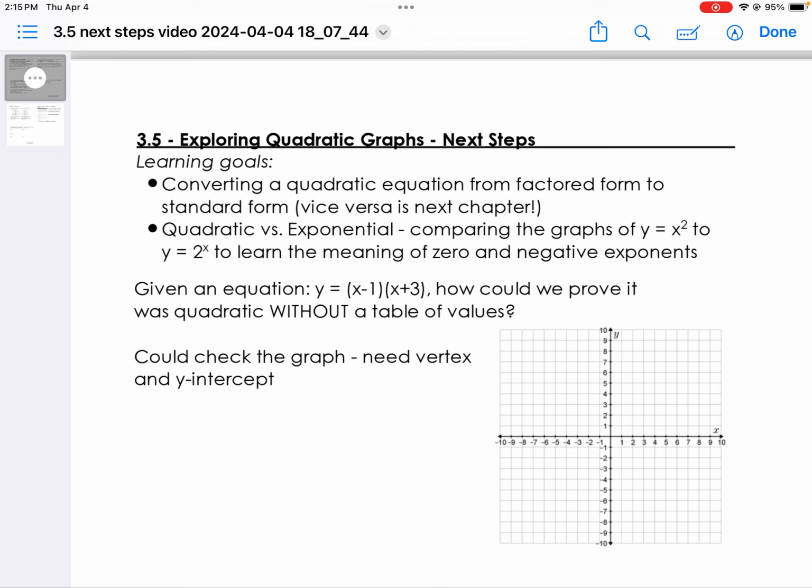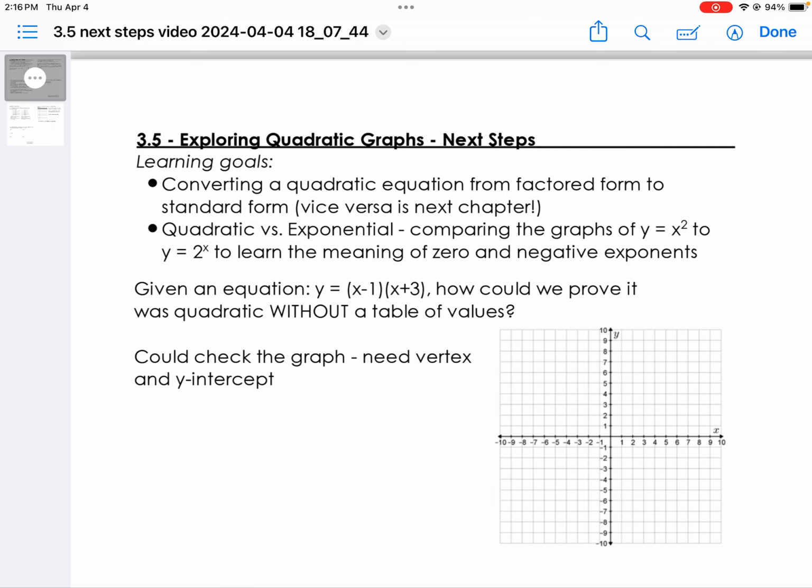And we talked when we did the FOIL lesson about how important FOIL is as a math procedure, and how important it's going to be to convert between factored form and standard form. And the vice versa, or going backwards, from standard form to factored form, that is going to be what is in the next chapter.